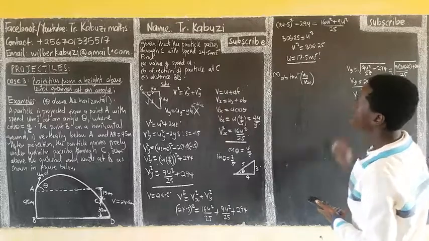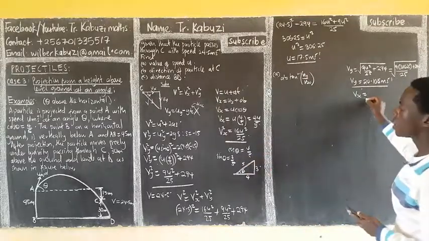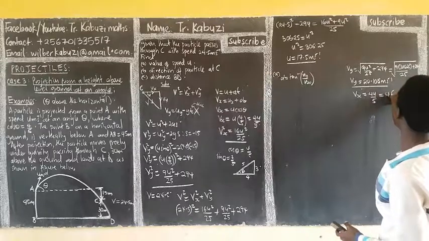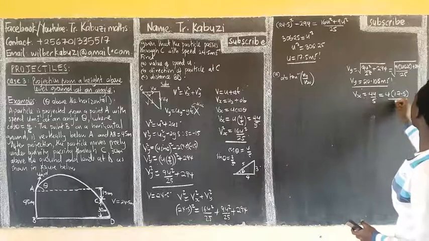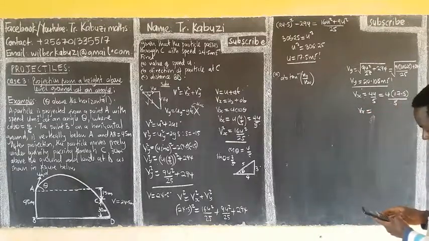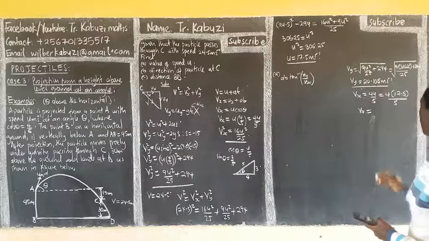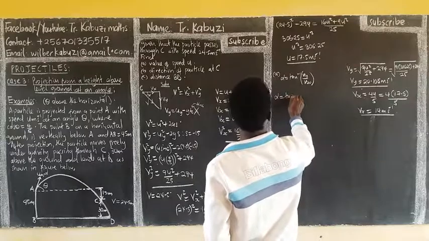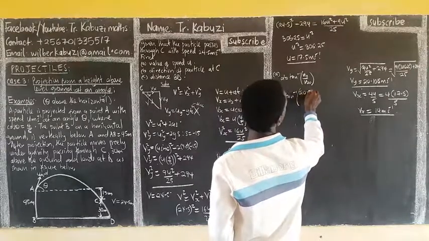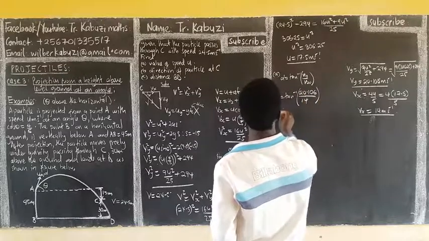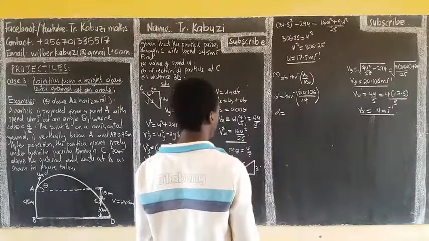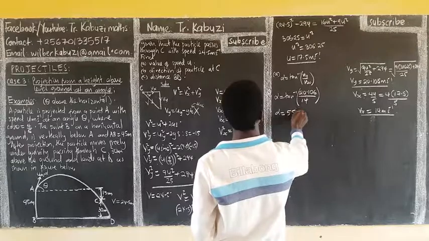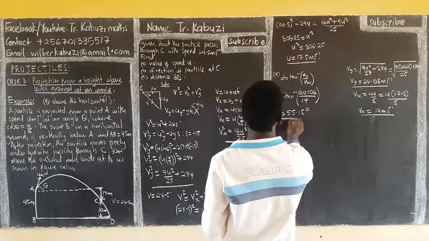What about my Vx? You can see our Vx from here: it's just equal to 4u over 5, which is 4 into 17.5, all over 5. Our Vx here is going to be 14 meters per second. So my alpha will be tan inverse of 20.106 over 14, the direction, getting 55.15 degrees. That would be the direction.